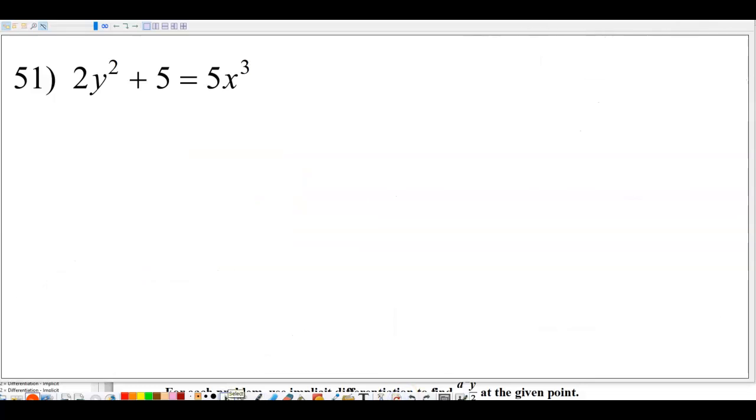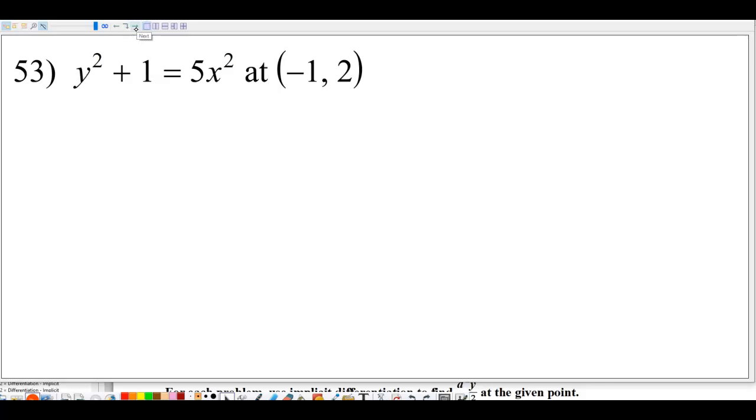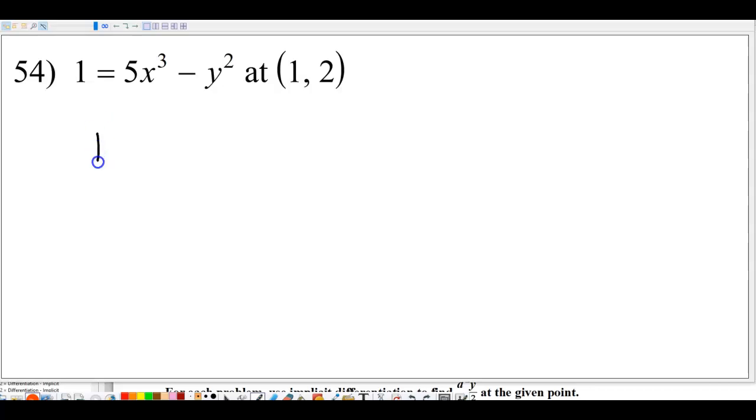All right, let's go ahead and take a look at, I accidentally did number 51, darn it. But you guys can use that to do 52. Let's go ahead and take a look at number 54 now. 54 is asking me to find the derivative at a specific point. So this is another implicit function.